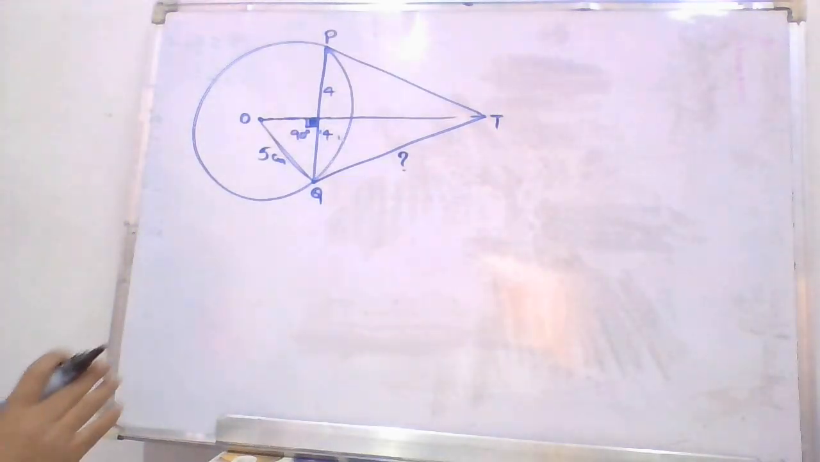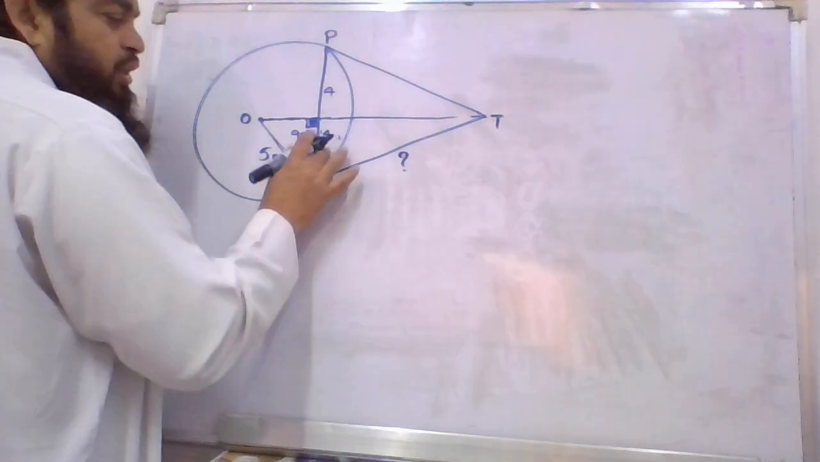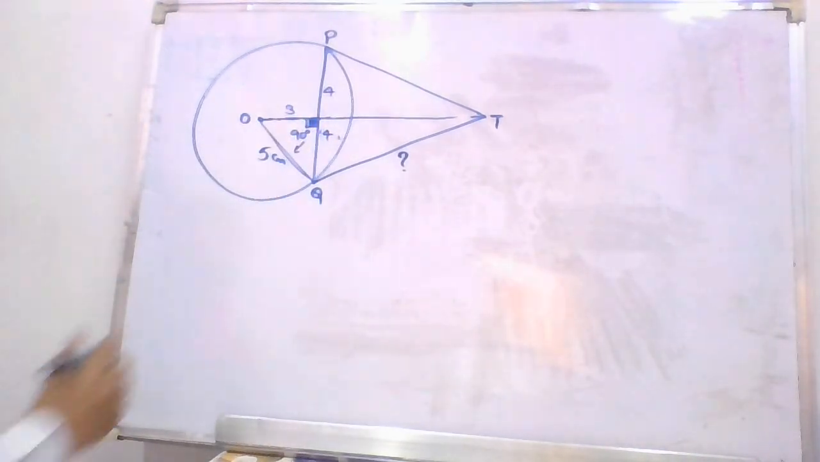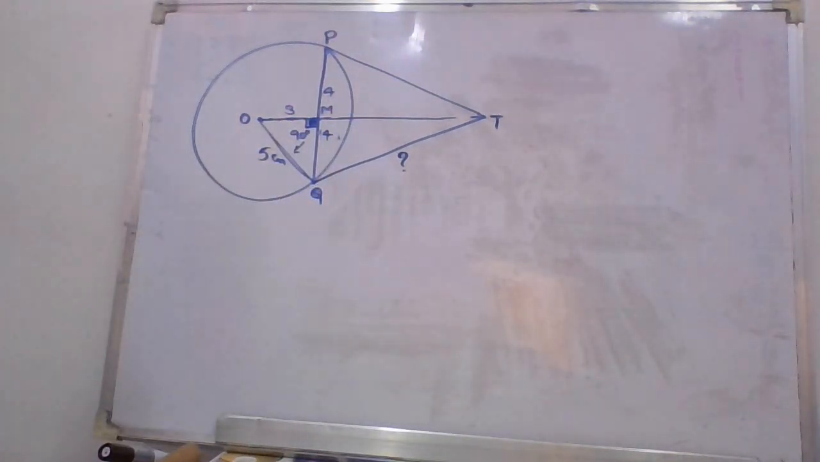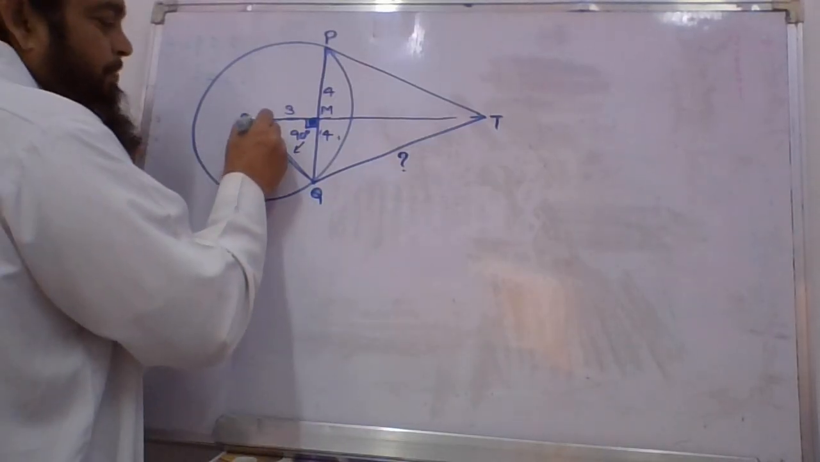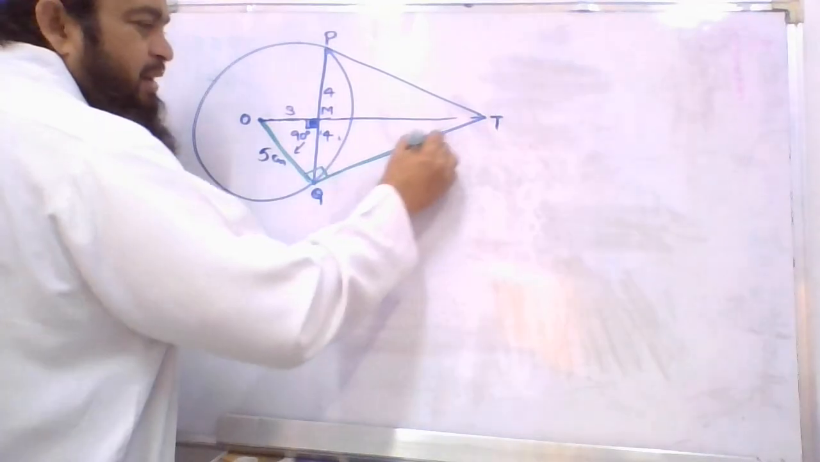After that, 5, 4, since this is hypotenuse, so 3. This is our Pythagorean triplet. So let us take this point as M. OM is equal to 3. Now what to do? See, now let us take this triangle. This is radius and this is tangent, therefore it is perpendicular.